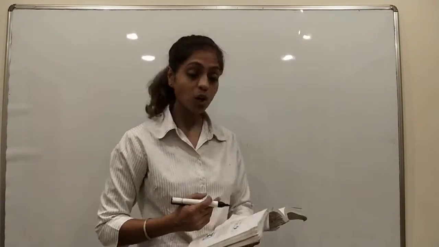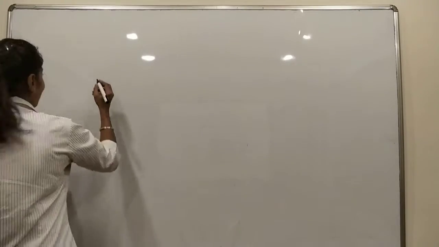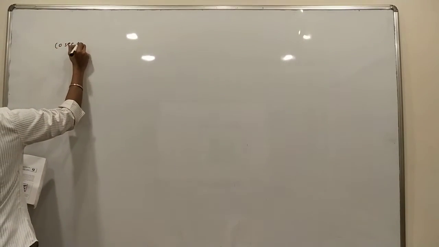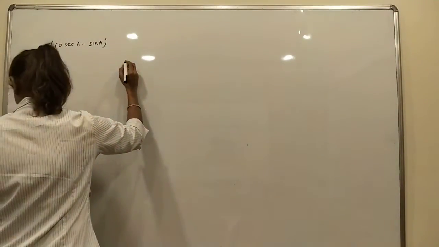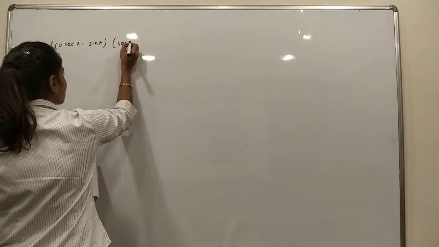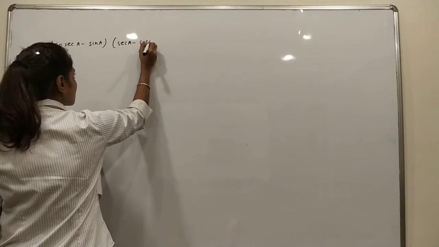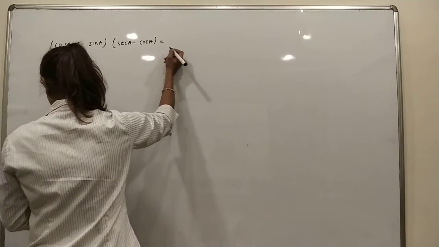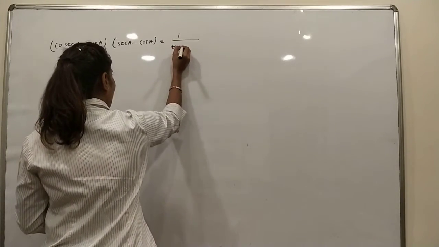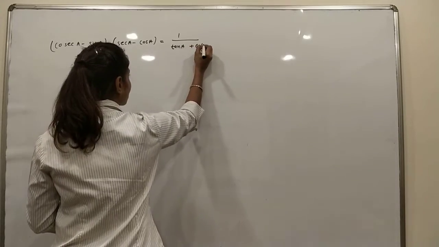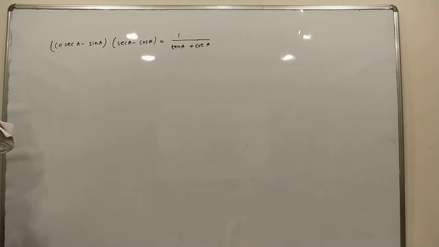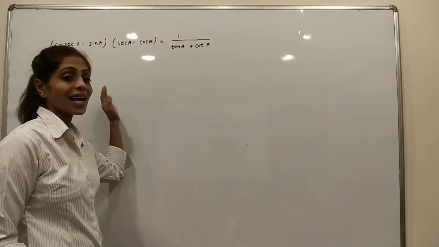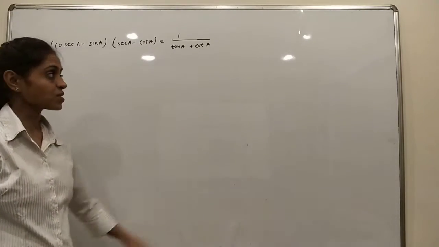Now the last two questions of trigonometry as well as this lecture. Question number 9: cosec A minus sin A, sec A minus cos A equals 1 upon tan A plus cot A, right? In this question, try to prove it by solving LHS as well as RHS.